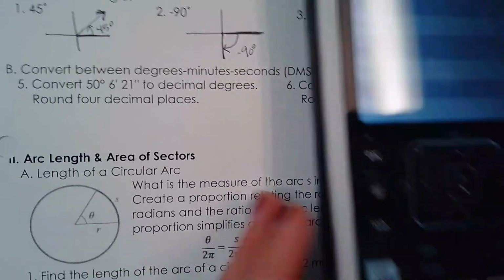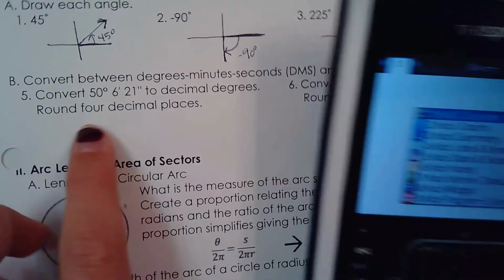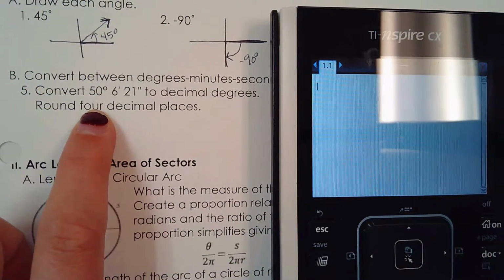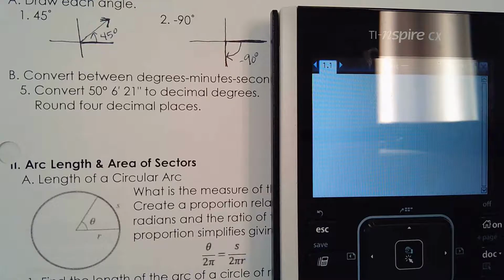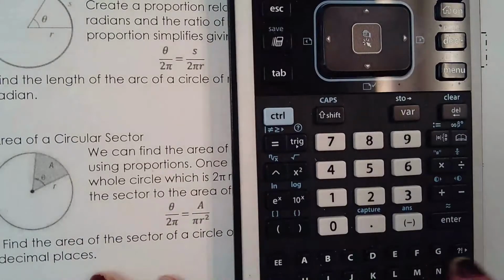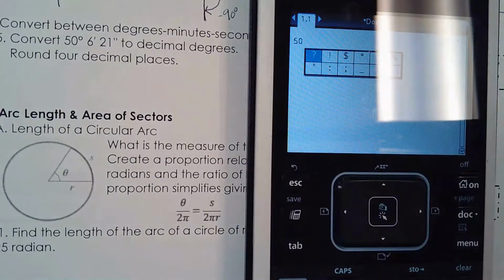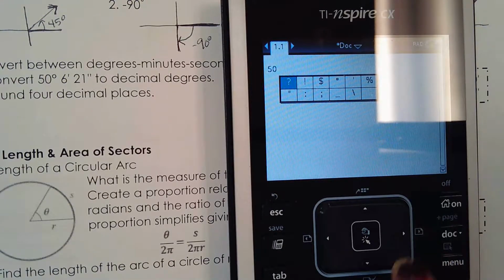I'm going to clear this out because there's a lot going on there. Do we know where all those symbols are? Okay. So we've got 50 degrees. I can't remember. Is it here? Yeah. The question mark at the bottom beside the G in your little alphabet. When you press that button, you get all these things that pop up. Does that make sense?